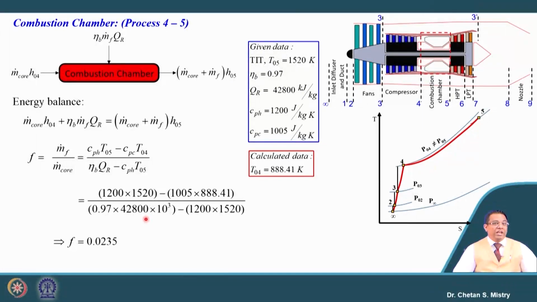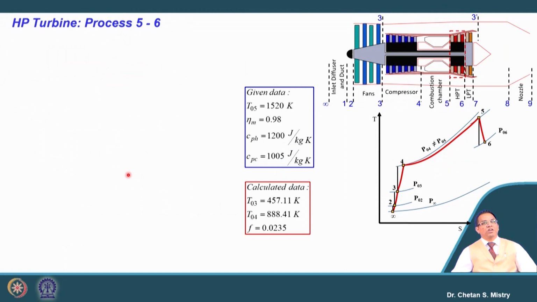Okay. Here let me make the point again. Suppose we are not given any information about turbine entry temperature, but the given information is the fuel air ratio. Then you need to use this equation for the calculation of turbine entry temperature. So, do not get confused with these aspects. Okay. Now, let us move towards the next component.